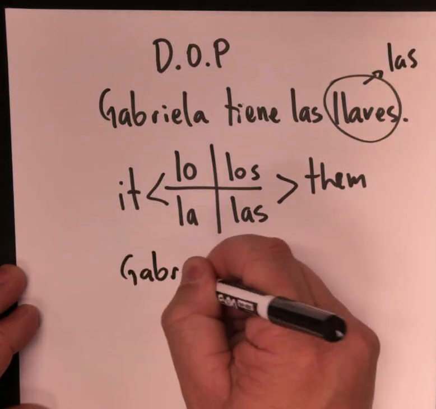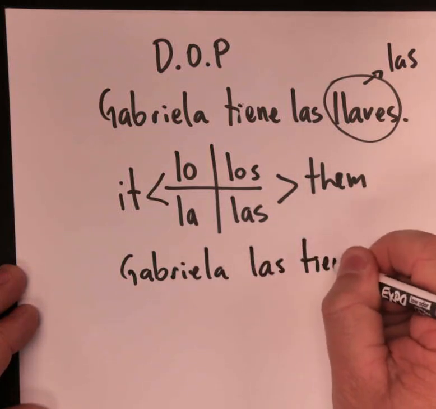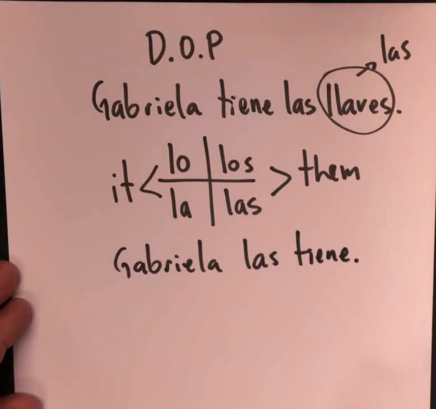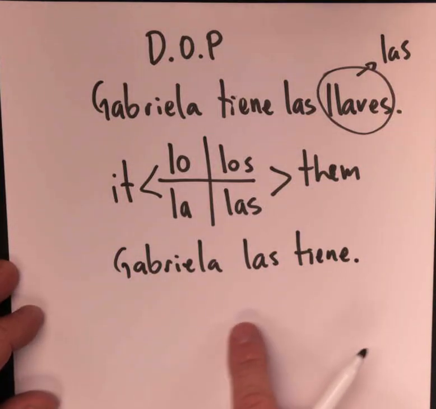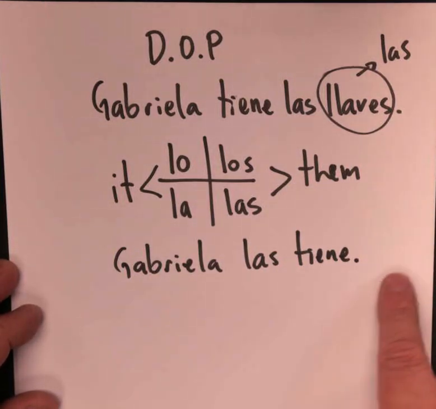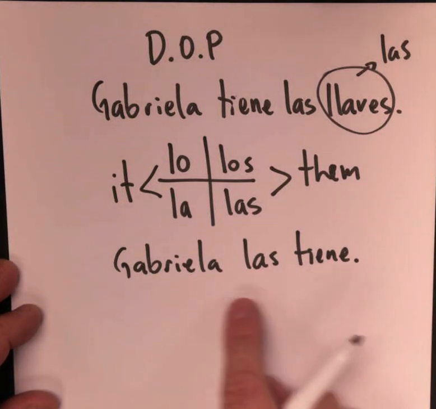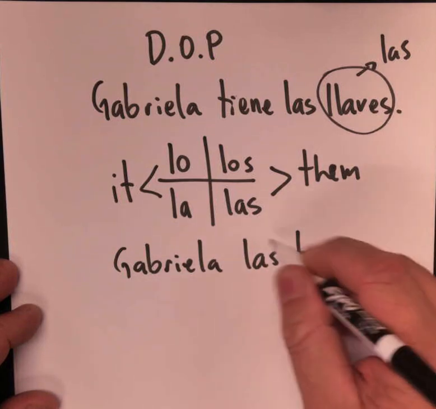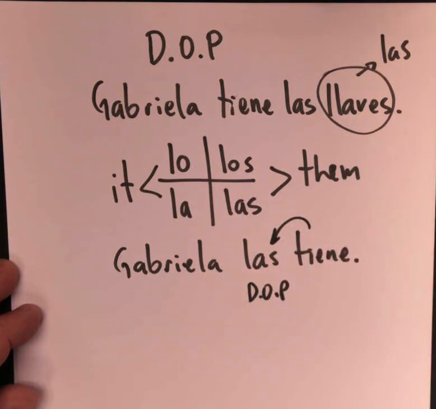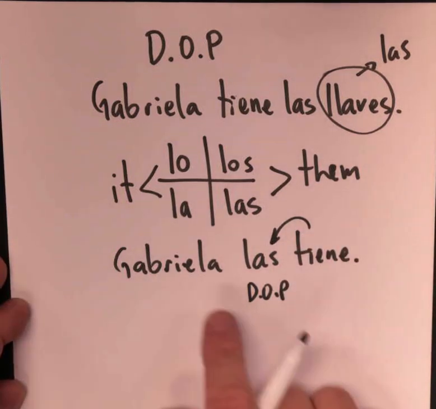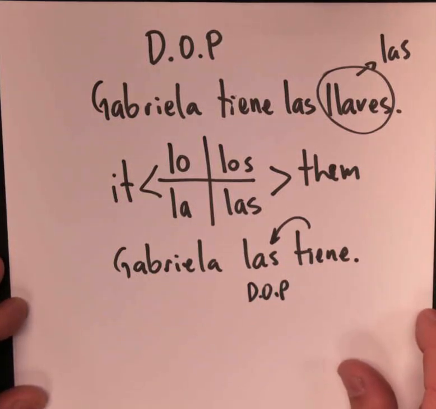Now let's look at the order of this word. Gabriela las tiene. Gabriela tiene las llaves, Gabriela las tiene. If you notice, in English, this word las goes at the end. Gabriela has them. But in Español, this direct object pronoun goes before the verb. Okay? So be careful with that. See? Gabriela las tiene. ¿Tiene las? No. Gabriela las tiene. Okay?